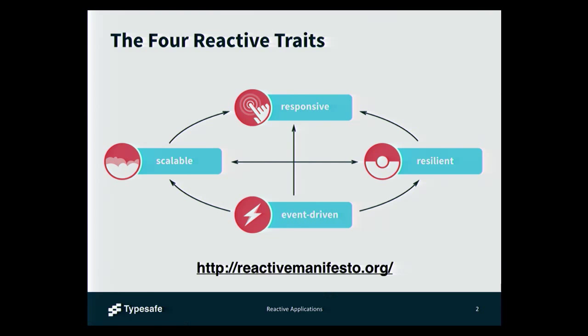When someone wants something of the application, there needs to be a response. And then we have derived from that, we need to respond even during failure conditions. So we need our application to be resilient. We need to be able to respond to the user even if the load is varying greatly. And that leads to the desire to be scalable.